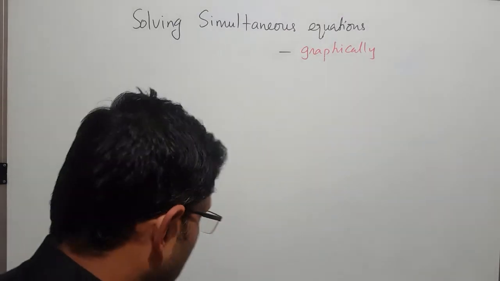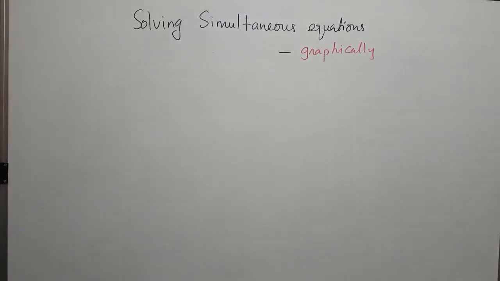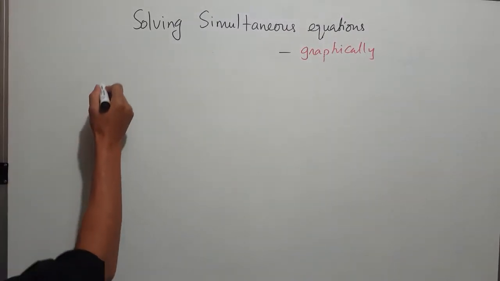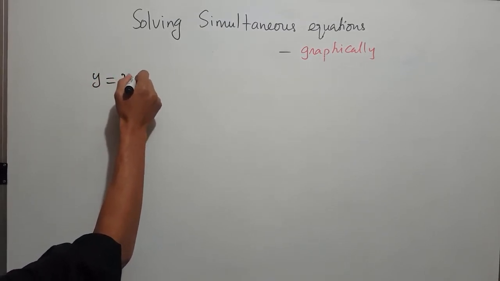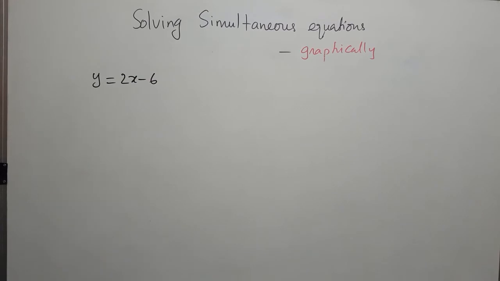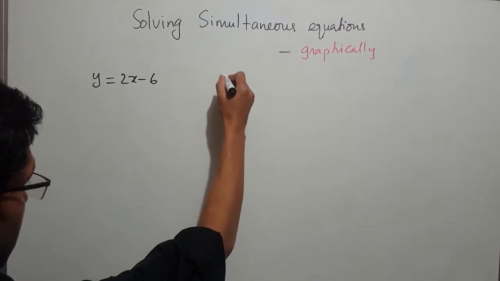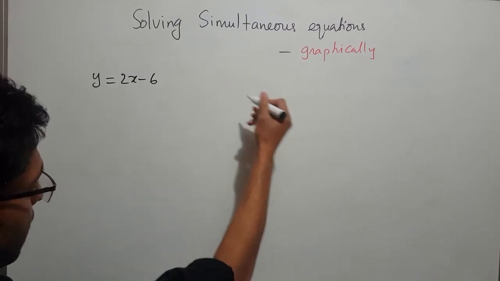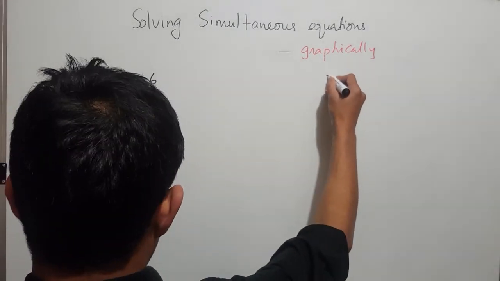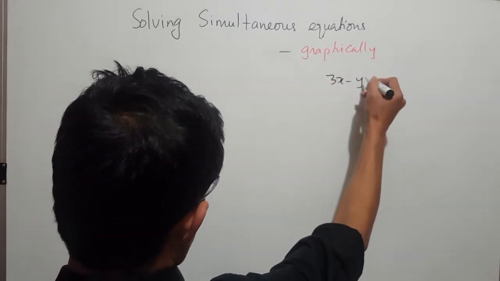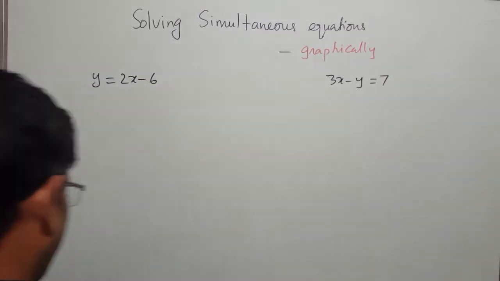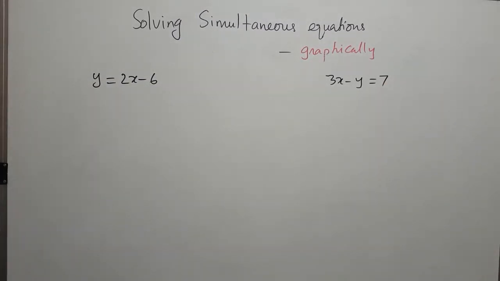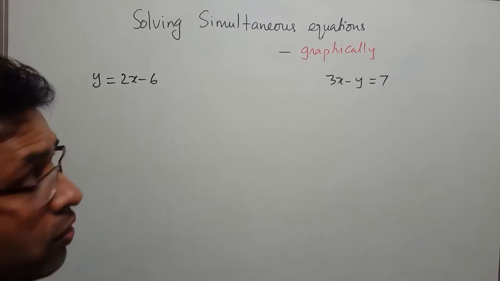So let's start with an example. Let's say we have the equation y equals 2x minus 6, the first equation. And our second equation is 3x minus y equals 7. So these are two equations, and I'm asking to solve these equations graphically.